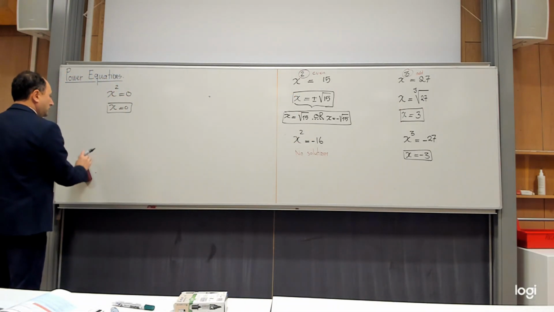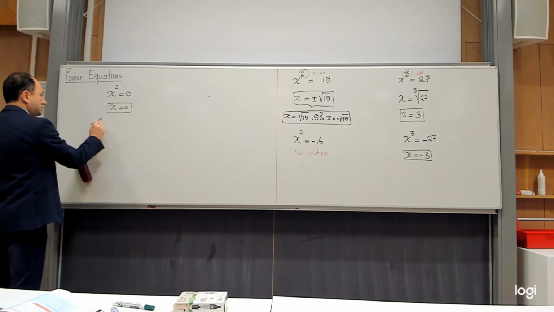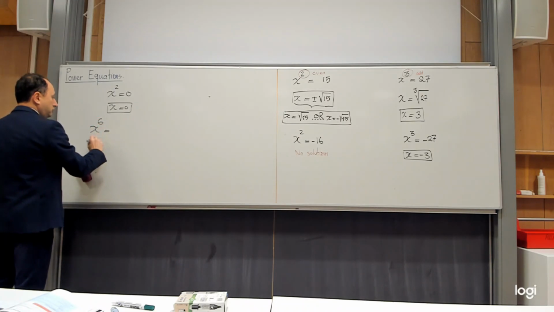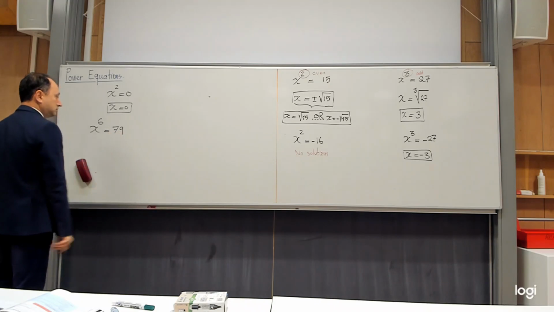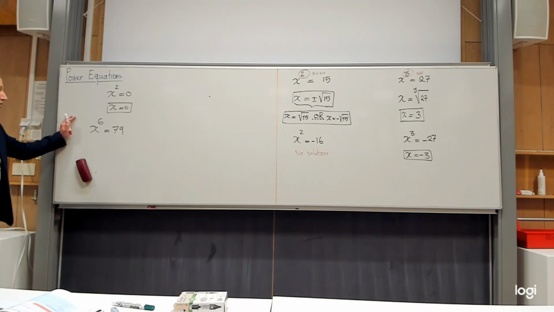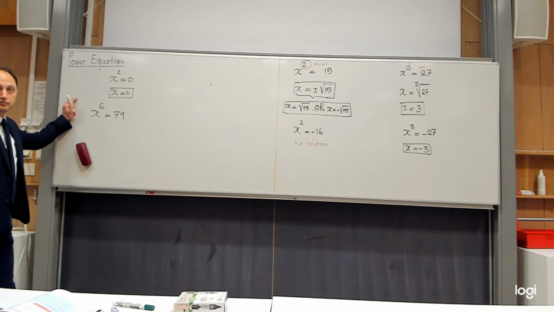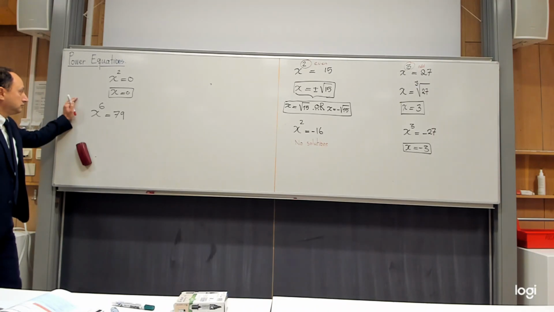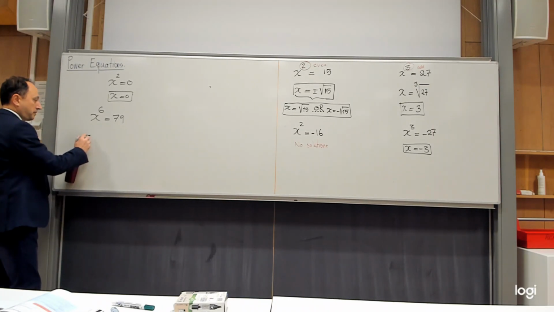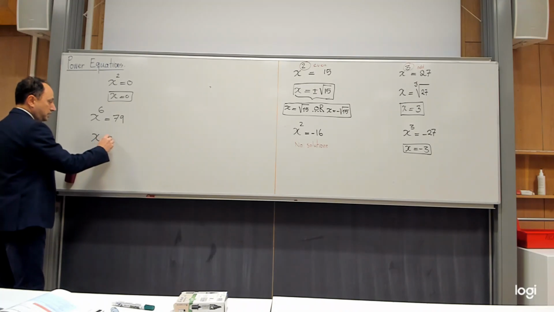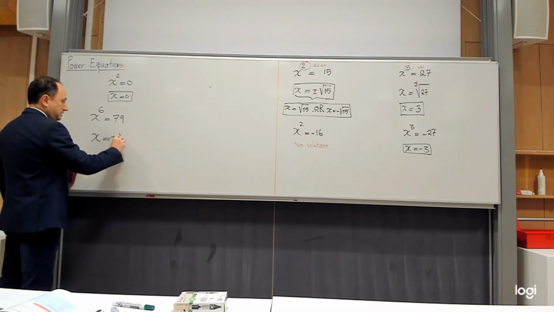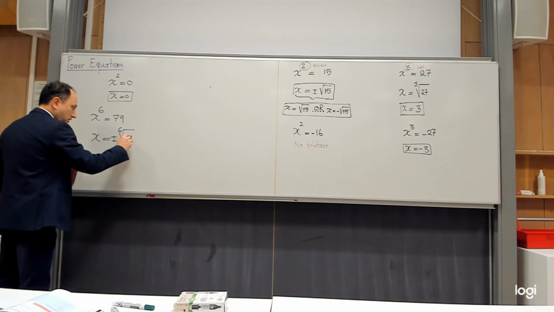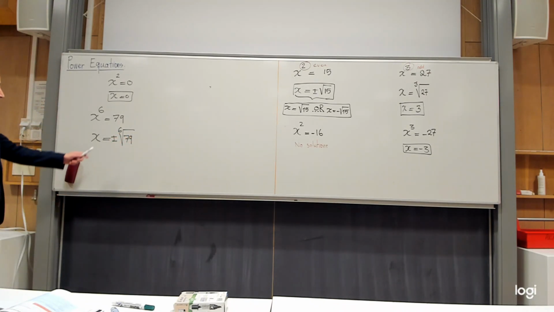So let me ask you one other question. X to the power of 6 is, for example, 79. I want to answer this question. So what's the answer? X is what? X is plus minus the 6th root of 79. Yes? And that's it.